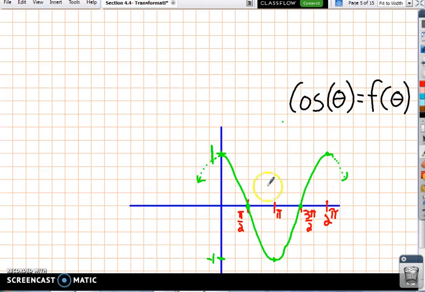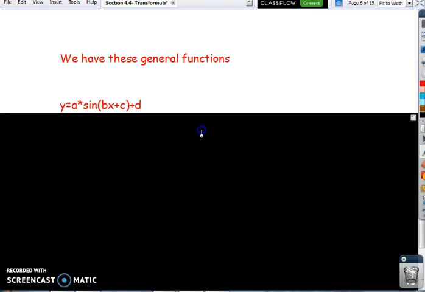Now, what we've got to cover now are the definitions, because these are not going to be the only way these trig functions are going to look. They are going to be able to move left, right, up or down, stretched out, shrunk down and compressed, or flipped. So, we've got to talk about some transformations. So, in general, we have the following two items.